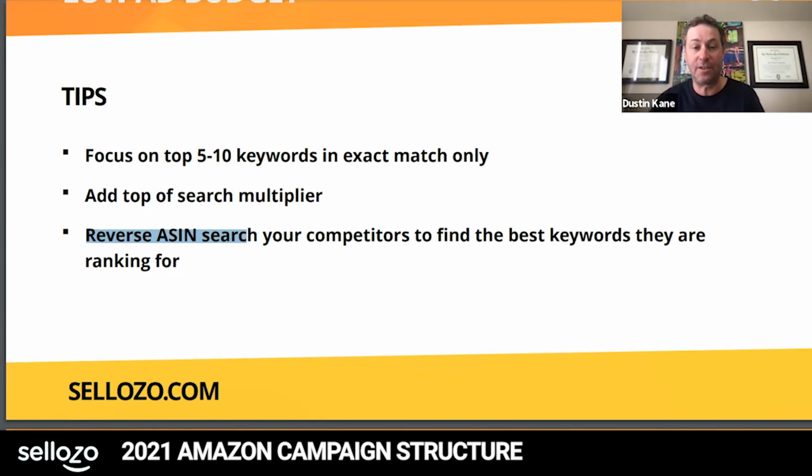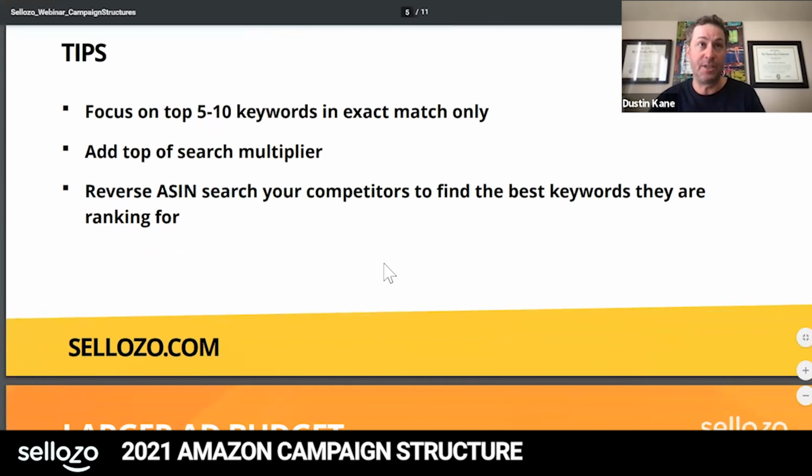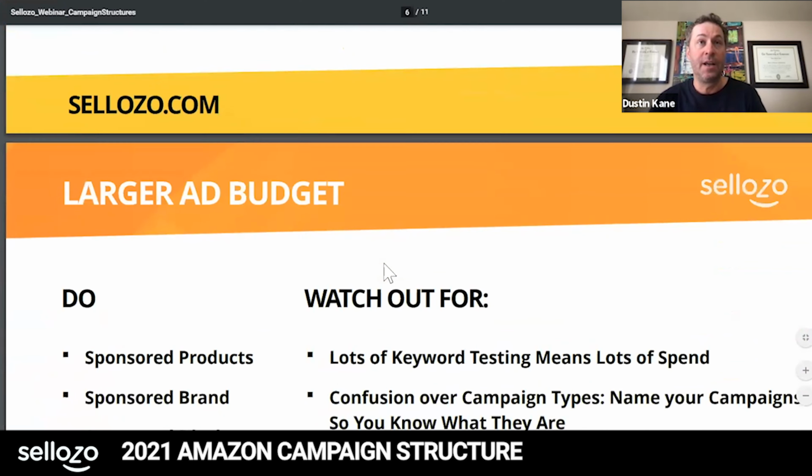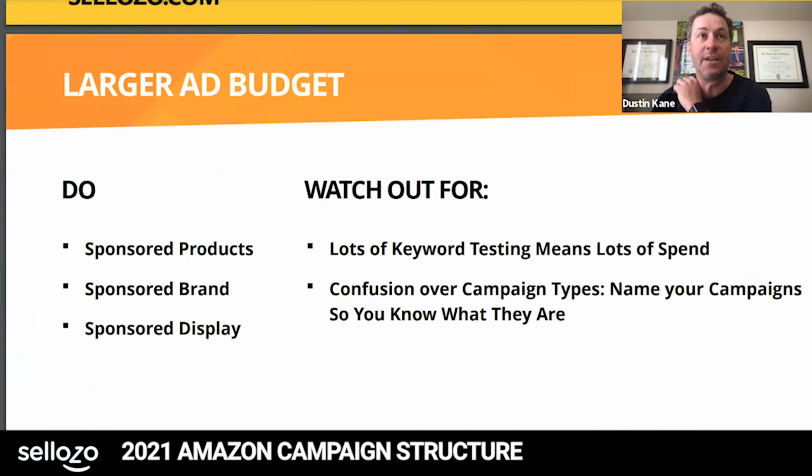And whatever your competitors are ranking on, those are good. Those are what you potentially want to do. We have a quick question here from Leonard. It said, some people say go all in, 300, 400% on that top of search multiplier with low bids. Is this a good idea, Chris?